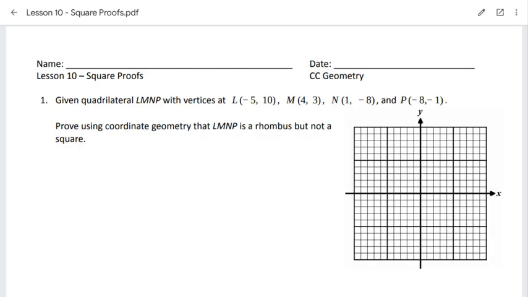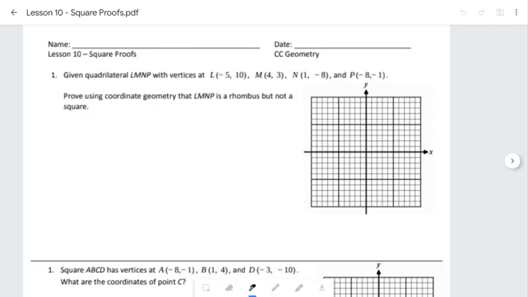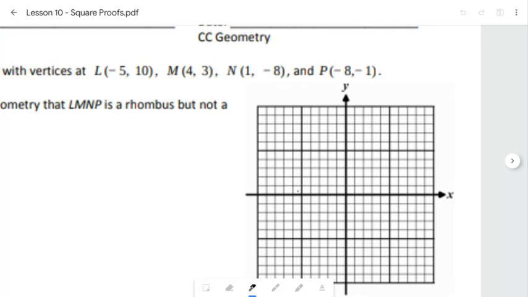Okay, finally we've made it to our last shape that we're going to talk about proofs with. So we know we're going to talk about the square, but first, given the quadrilateral LMNP has the vertices given, prove it's a rhombus, but not a square. So we're getting pretty good at this point. We know what to do.